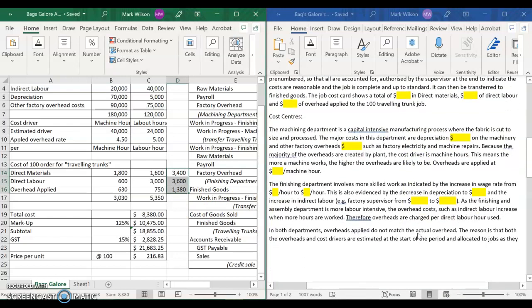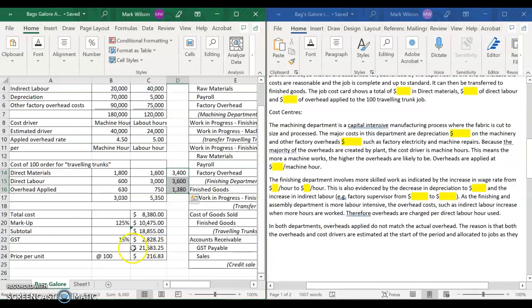Okay, so then we get cost centres. The cost centre is an important part. So finishing department, we are bringing that in, saying that we're using machine hours. So you need to justify machine hours. Machine hours is because it's capital intensive. That sort of almost gives you the achieved mark there. You need to prove why it is capital intensive.